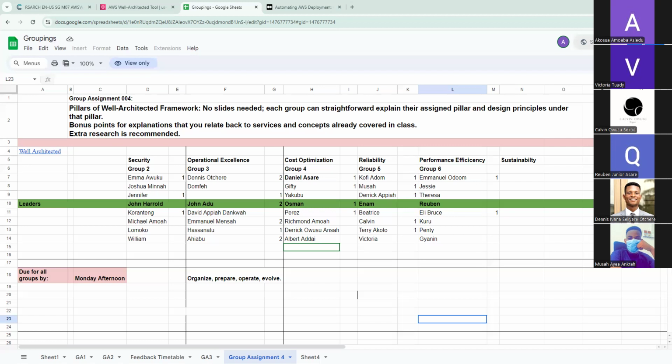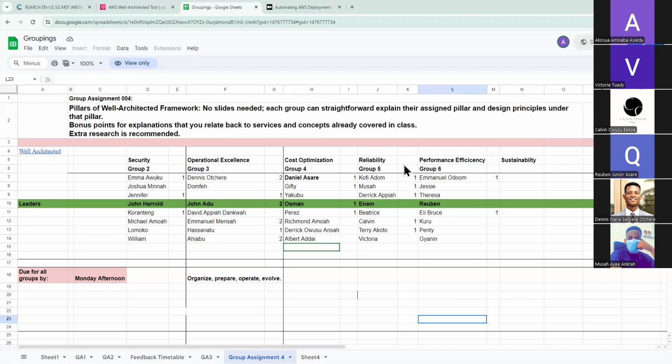The last one, evolve, is that from the last point, when you learn from all your failures, you have to evolve to become better in your operations. Maybe some of the processes need to be changed, and you have to work on it. So thank you.